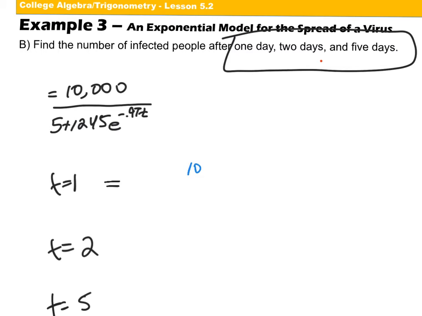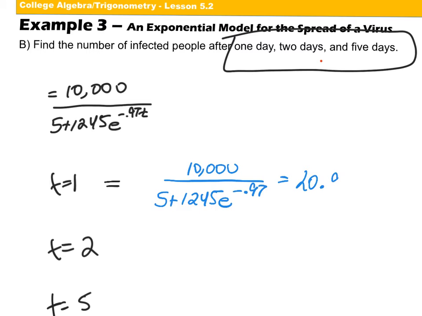So I have 10,000 divided by 5 plus 1245 e to the negative 0.97. How come I didn't plug in the 1? Why didn't I plug in the 1 with the exponent? 1 times negative 0.97 is negative 0.97. Good. Oh, not exactly 21, I rounded it. It was 20.966, something like that.